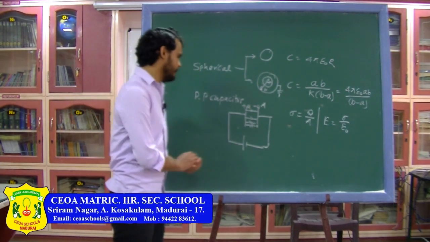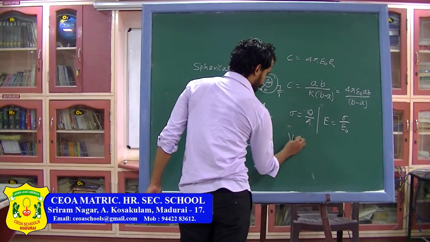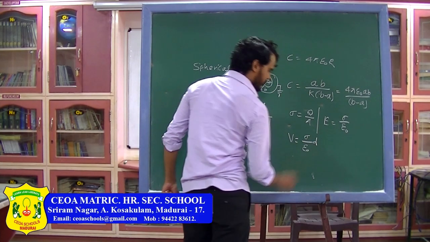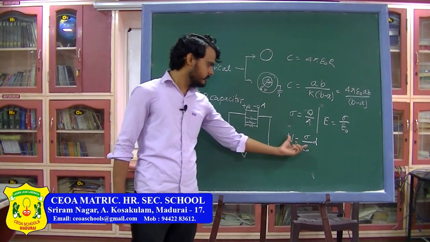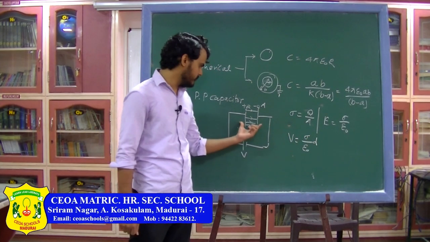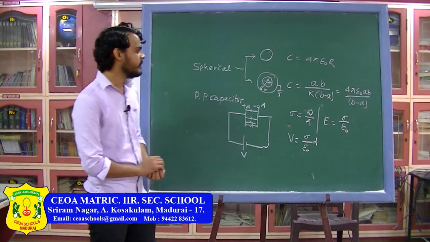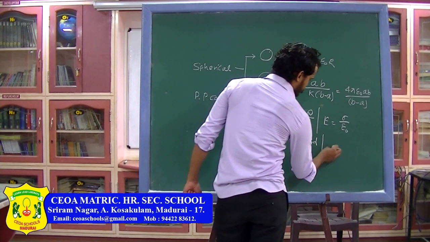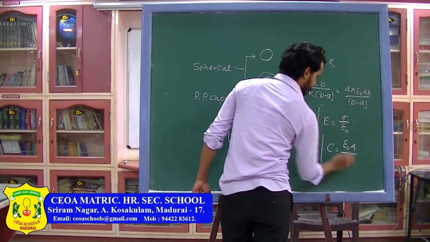Next, if you are applying the potential V here, this potential V can be written as sigma by epsilon naught into D. As you can see, the electric field is constant, so if the electric field is constant, potential can be written like this. So the potential difference between the capacitor plates is sigma D divided by epsilon naught. From these we found the capacitance of a parallel plate capacitor, which was epsilon naught A divided by D.